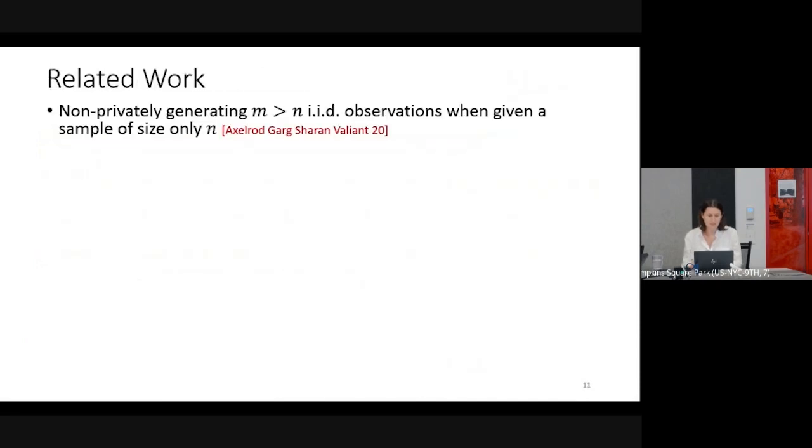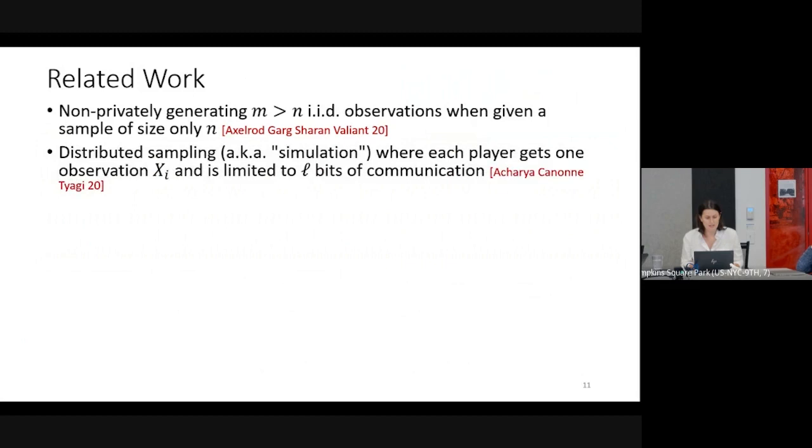All right, so we were originally inspired by this Axelrod et al. paper that considers an analogous problem in the non-private setting, where they're trying to generate IID observations when given a sample of size only n. And I believe they call this sample amplification. And this work is also related to distributed sampling, where each player gets one observation and is limited in their communication.